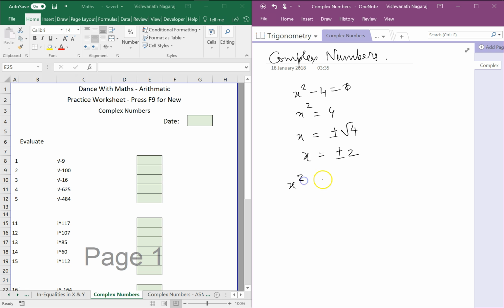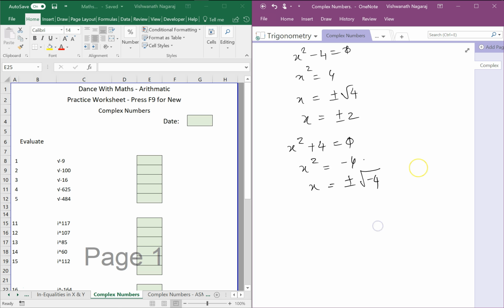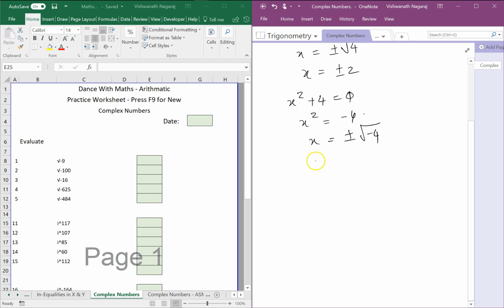But suppose the problem was like this: x square plus 4 equal to 0. Now in this case what happens? x square becomes minus 4 and x becomes plus or minus square root of minus 4. Now you can't have a value of x whose square is minus 4, because square always makes the negative sign positive. So initially it used to be ignored, but later on this was taken a little bit further.